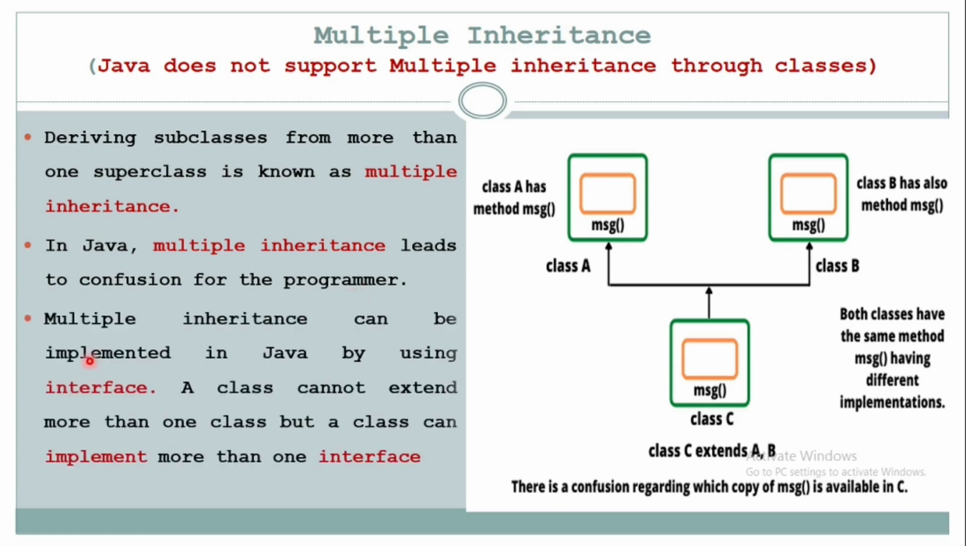That's the reason Java does not support multiple inheritance through classes. But multiple inheritance can be implemented in Java by using interfaces. You will learn this interface concept in the fourth module. Even though multiple inheritance cannot be implemented through classes, it can be implemented through interfaces. A class cannot extend more than one class, but a class can implement more than one interface.